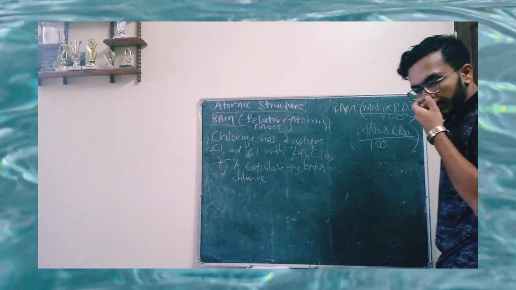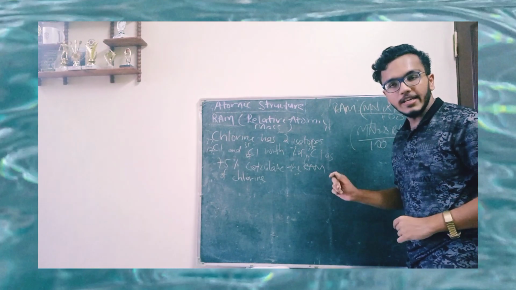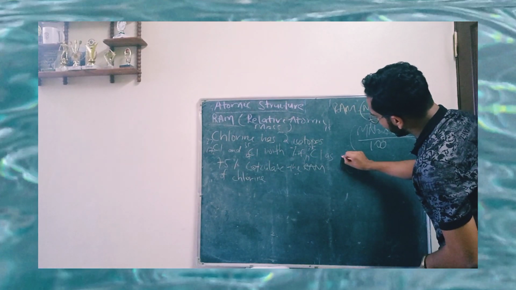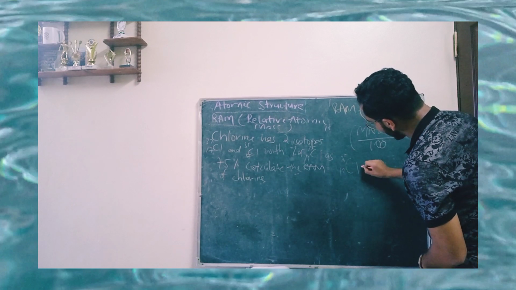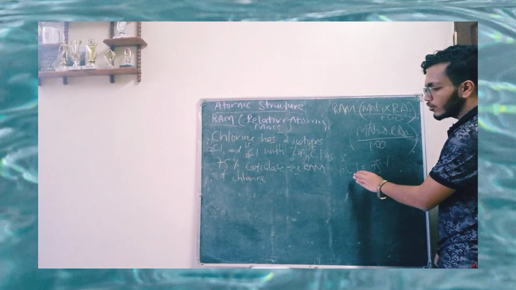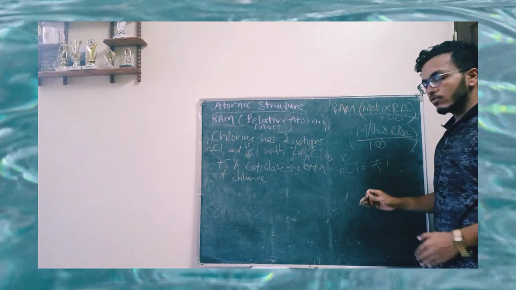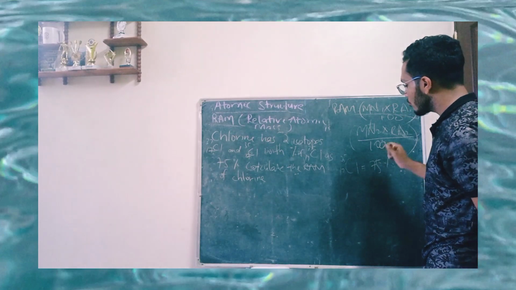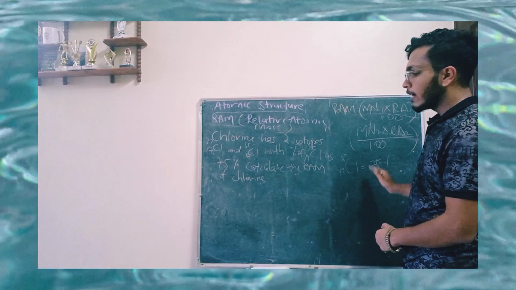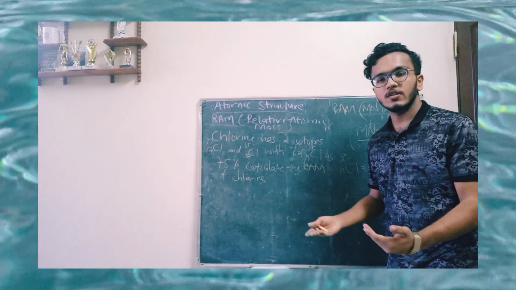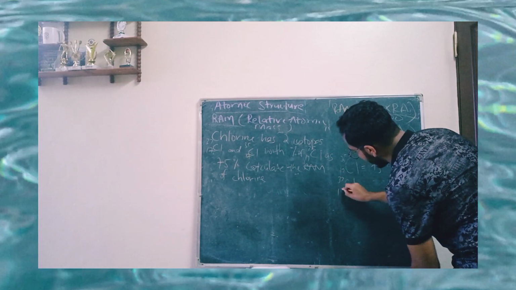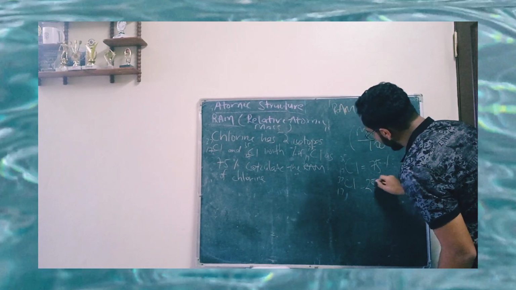Now, as you have been told, the percentage abundance of chlorine-35 is 75%. So chlorine-35 is 75%. And you have been told the relative abundance of isotopes must add up to 100%. So automatically, if chlorine-35 is 75, what is chlorine-37? 100 minus 75, which is 25. So chlorine-37 is equal to 25%.